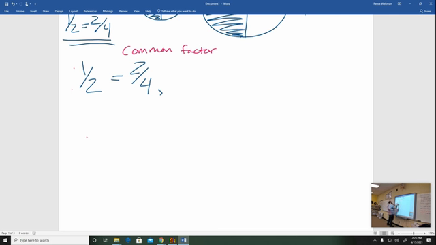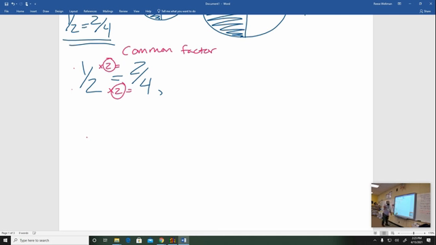Okay? So in this case, well, okay, we know that 2 times 2 equals 4. Well, that means that at the top, we also have to do a 2. We have to multiply the top and the bottom by the same number. And we're looking for a common factor. Well, we just found one. 2 is our common factor because 1 times 2 equals 2, 2 times 2 equals 4.